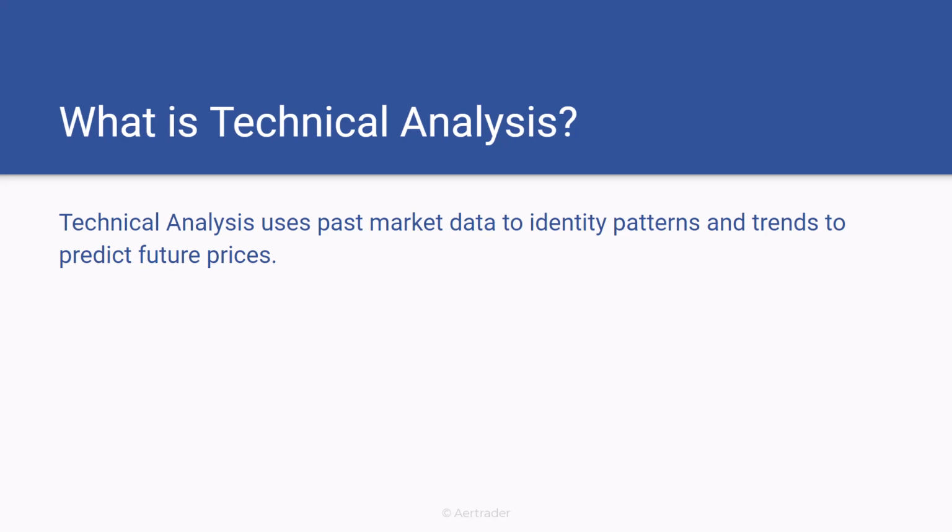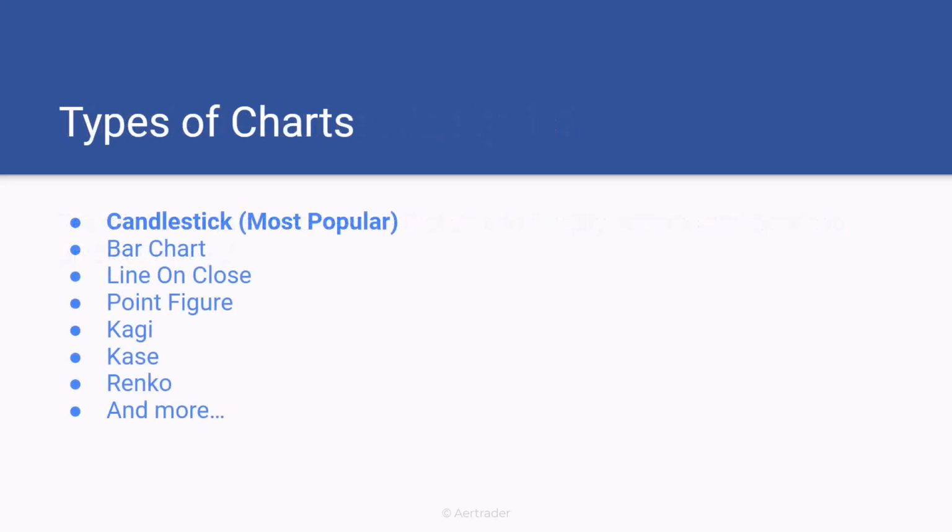Charts are used for technical analysis to identify patterns and trends visually. There are many types of charts: candlestick, bar chart, line on close, point figure, Kagi, Renko, and more. Candlestick is the most popular type of chart. Why? Because candlestick charts can help you quickly identify candlestick patterns. Candlestick patterns can help traders identify potential market trends and reversals, which I'll demonstrate later in this course. For now, we're only going to learn how to analyze the candlestick charts. If you're interested in other types of charts, you can Google them and research them on your own.